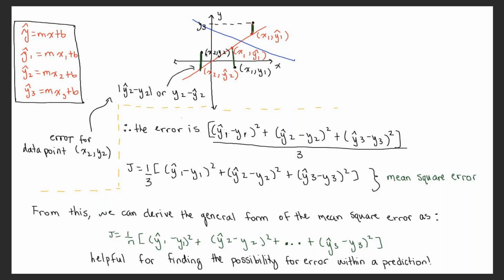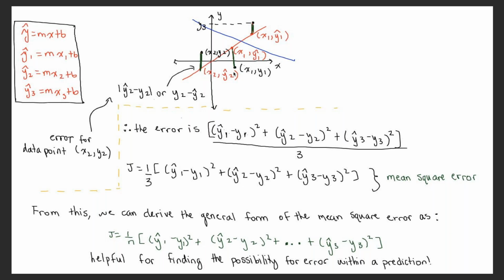We're going to label these data points x2, y2, that's the first data point, and x1, y1, the second data point. Finally, we have this one, which I haven't labeled because we're going to be focusing on these two to figure out the sources of error within the first 2 points.